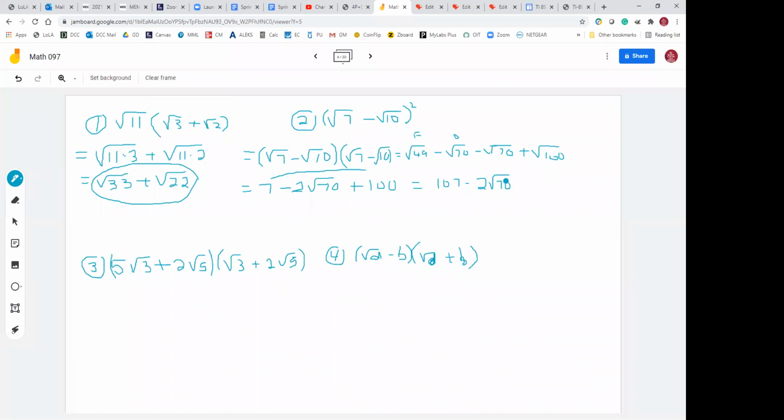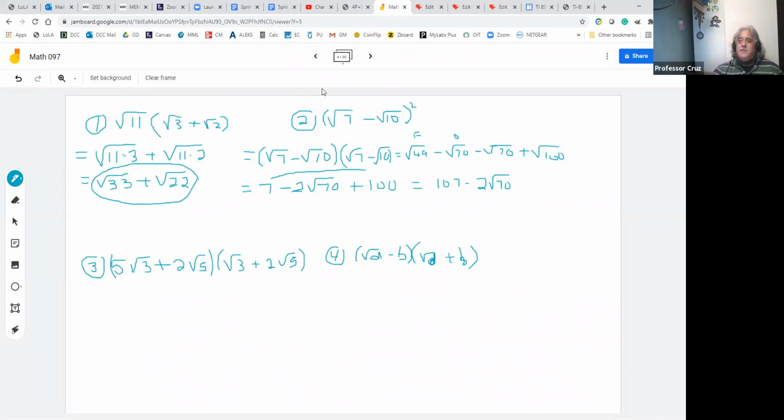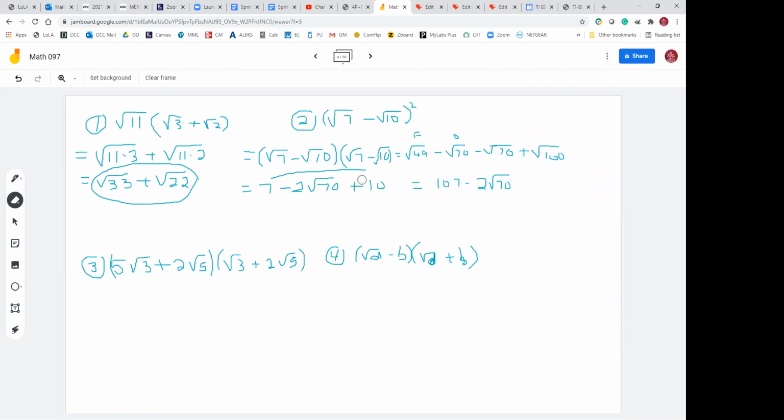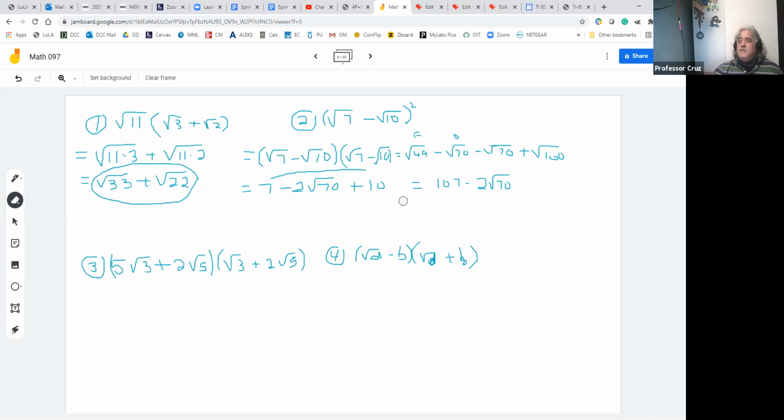Wait, for the 100, wouldn't that be square root of 10? Oh, that's what I meant to write. You're right. So it's 17. I don't know what I was thinking. Square root of 100 is 10, and then 10 and 7 is 17.